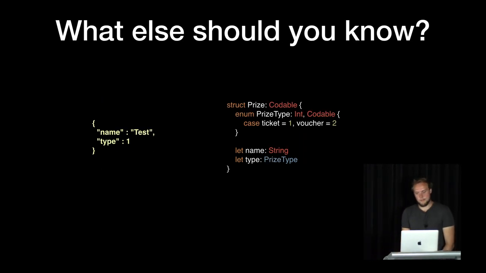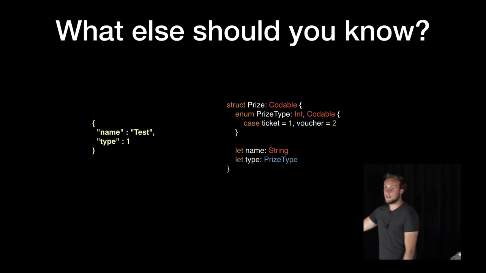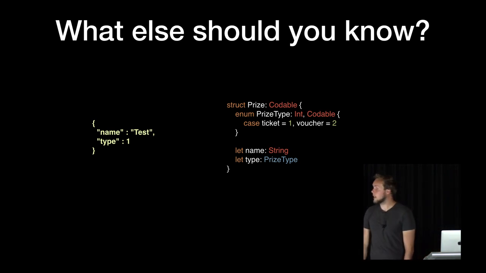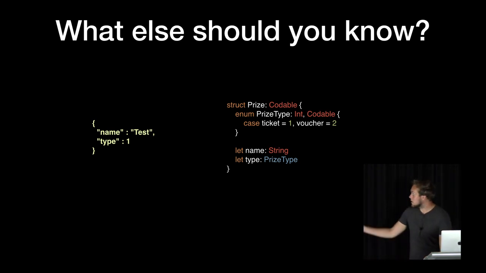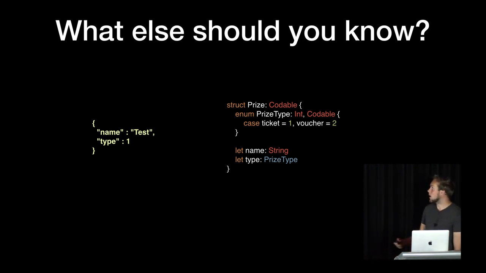So what else should you know? One thing that's a lot of fun is that you can nest enums, for instance, or structs or whatever, just like you normally would do, and it will just work. So in this case, you have a price that can be either a ticket or a voucher. And in the JSON, it says type 1, which is the raw value for it. And you have an enum, which is an Int and Codable, of course. And ticket is 1, voucher equals 2. And it will just work. So this will just give you a price where the name is whatever the name is. And the type is your internal enum type instead of an integer. That's quite nice.